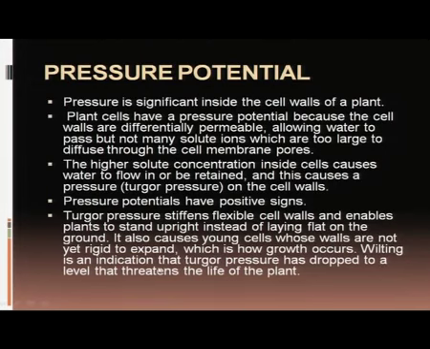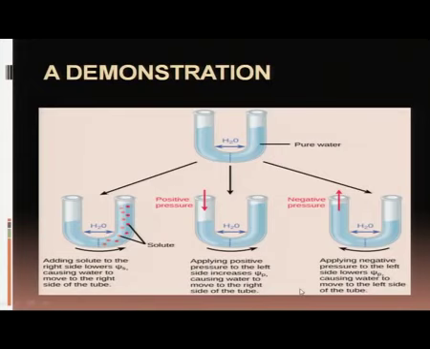Wilting is an indication that turgor pressure has dropped to a level that threatens the life of a plant. So, turgor pressure is very important. It plays a role in keeping the plant upright. It causes growth in the young cells, and it also leads to expansion of the cells. Further, if turgor pressure is not there, there will be wilting, and wilting can be threatening to the life of the plant also. So, let us see the effect of solute potential and pressure potential.